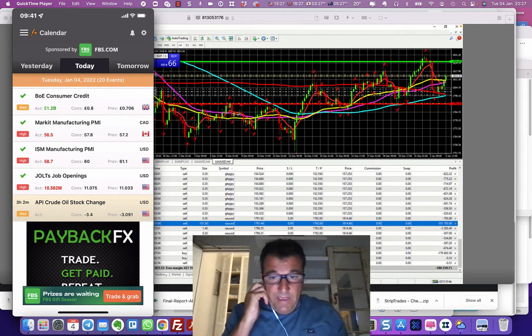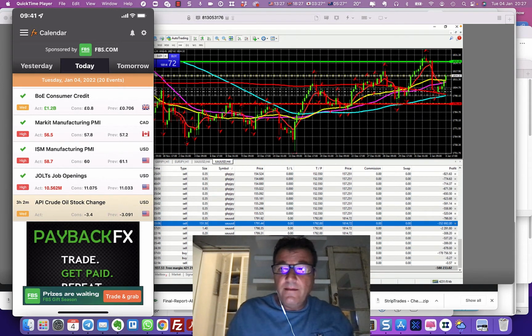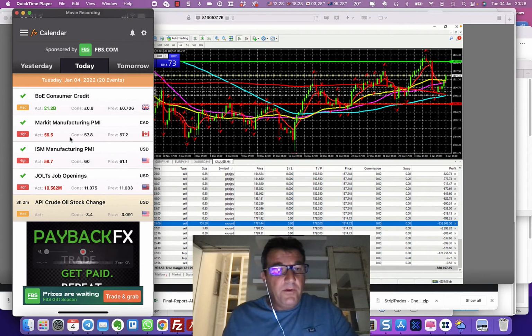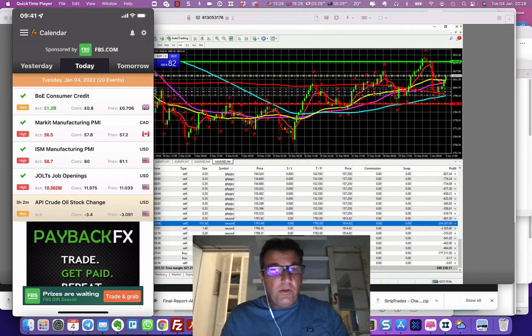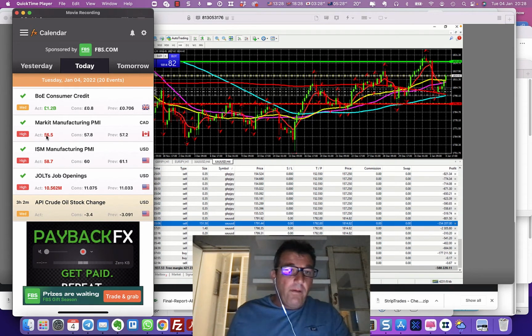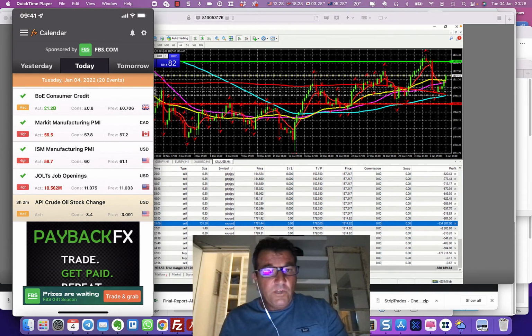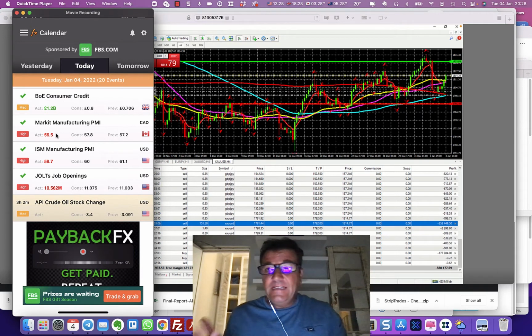And that bear pennant flag was definitely indicating that there was going to be a southbound move. And then the results came out and it was bad for the US dollar. This is why I don't like trading news, because the consensus can be wrong. It's speculative. It's an opinion, which can be wrong. And it's 50-50.